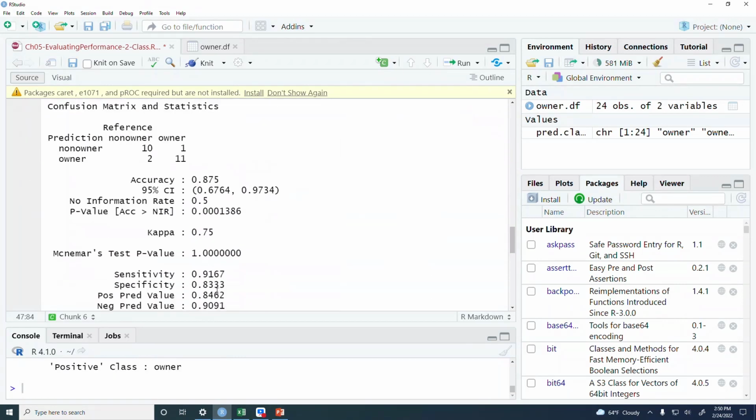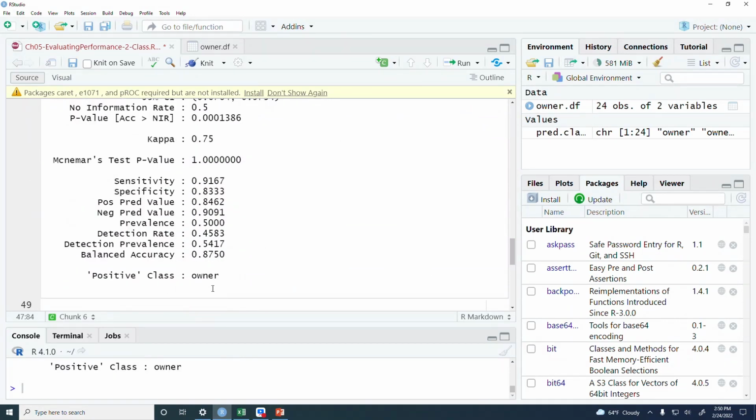Okay, if you do that, then positive class is owner, and you see that the statistics, sensitivity, specificity, so on, they are different now, because you're looking at it from the perspective that owner is the positive class. Okay. All right.